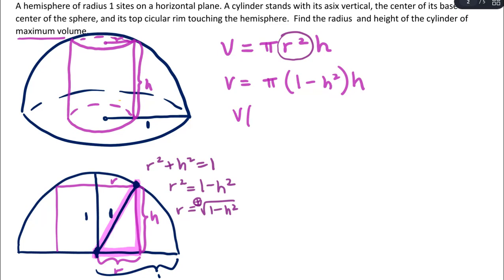So this gives us a fairly nice volume formula as a function of only h. I'm going to distribute the pi h in, so we get pi h minus pi h cubed, and I like it.